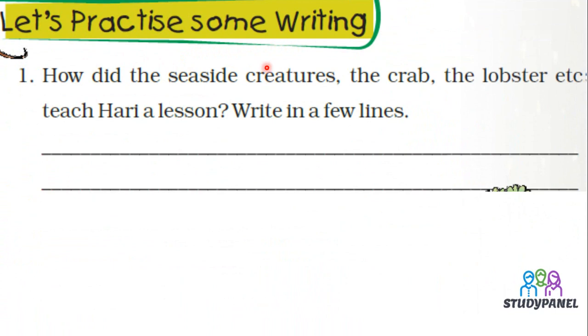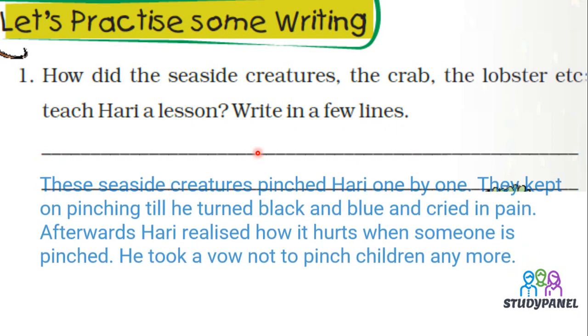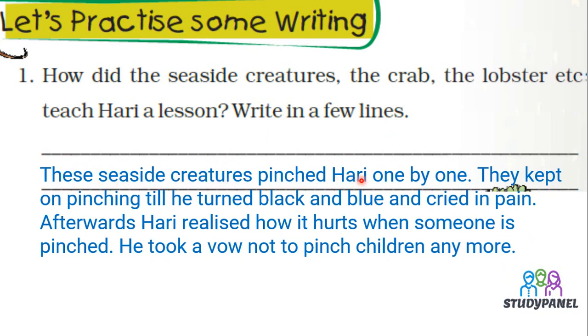Let's practice some writing. How did the seaside creatures, the crab, the lobster, etc., teach Hari a lesson? Write in a few lines. See, boy, if you want to answer this one, you can surely refer to the chapter. Now, I have done it for you. The seaside creatures pinched Hari one by one. They kept on pinching till he turned black and blue and cried in pain. Afterwards, Hari realized how it hurts when someone is pinched. He took a vow not to pinch children anymore. Now Hari was troubled by all those creatures together, so that is what is written here.